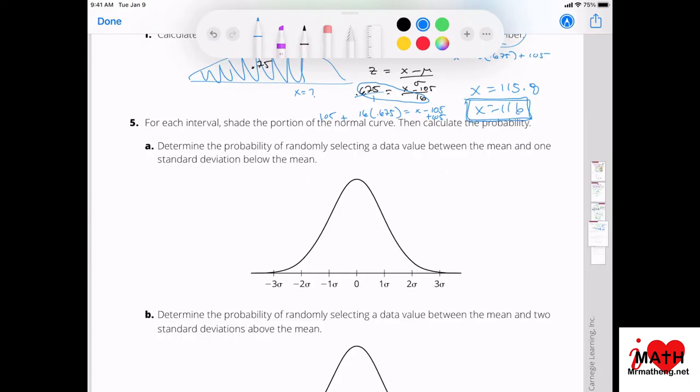All right, question number 5 here. For each interval, shade the portion of the normal curve, then calculate the probability. So I'm going to write, first we're going to shade, and then second we're going to calculate a probability. Determine the probability of randomly selecting a data value between the mean and one standard deviation below. The symbol again is the sigma, and below means a minus one.